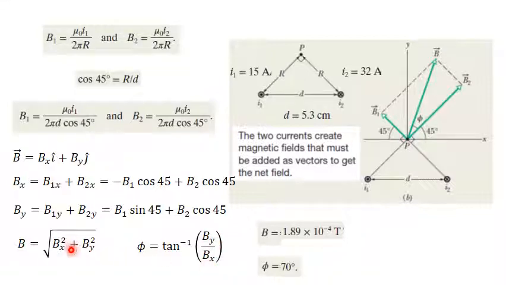By applying these values, we obtain that B, the total magnetic field, is 1.89 multiplied by 10 to the power minus 4 Tesla, and the corresponding angle phi would be 70 degrees. It is an assignment for you to make the numerical calculations of this example.